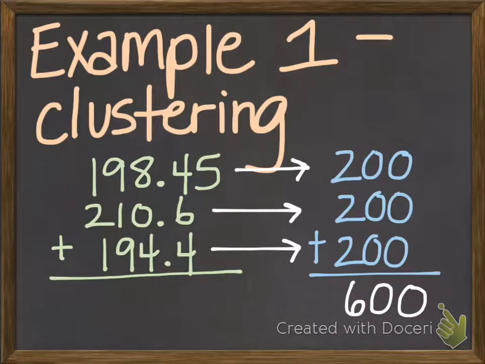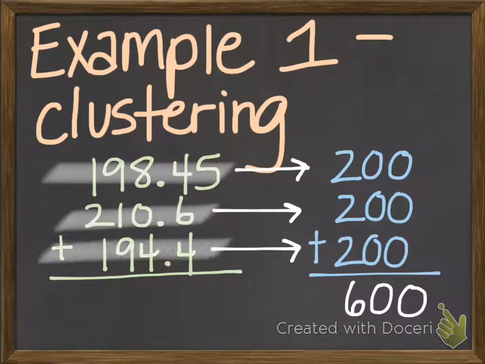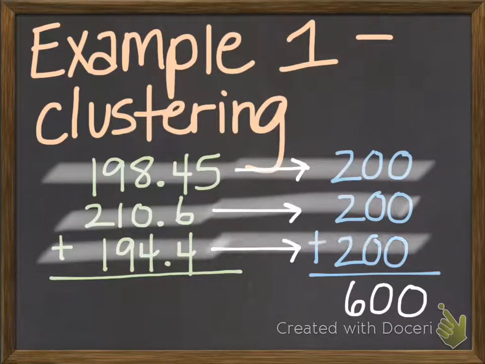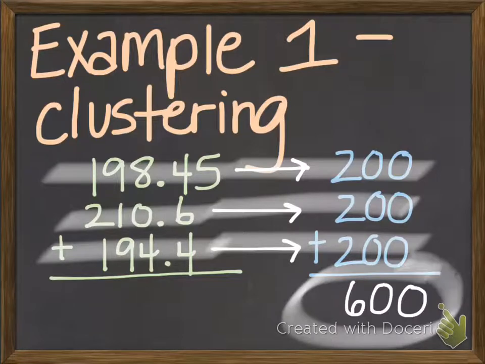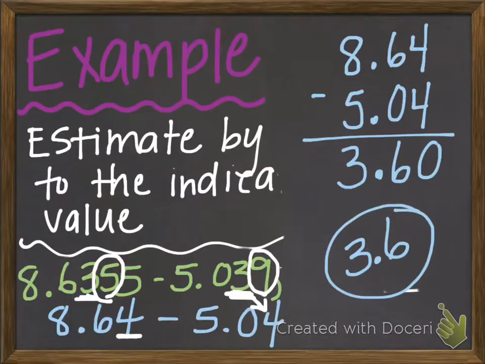You need to have example 1 in here. So make sure that your work looks just like mine. I have these numbers all lined up, and then I'm drawing arrows to where I'm rounding, and then here's my answer. Okay, example 2.